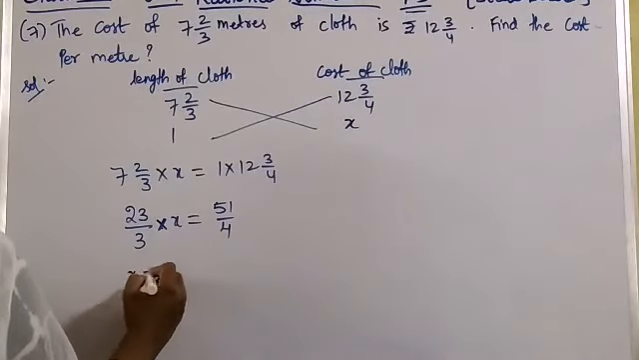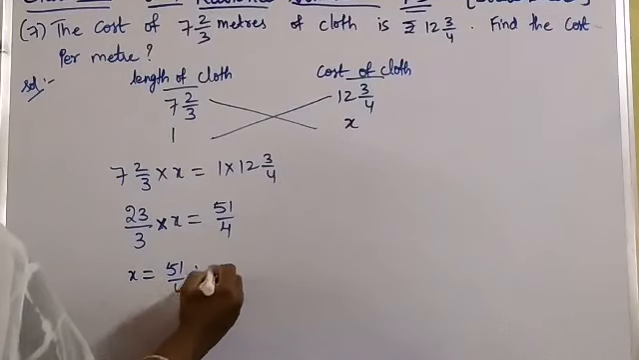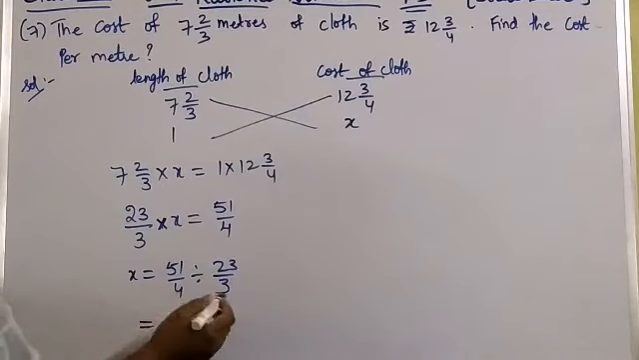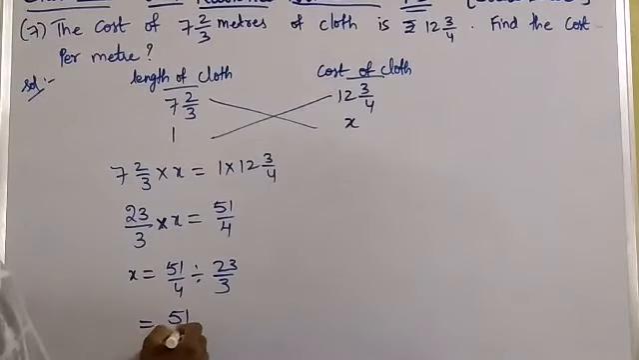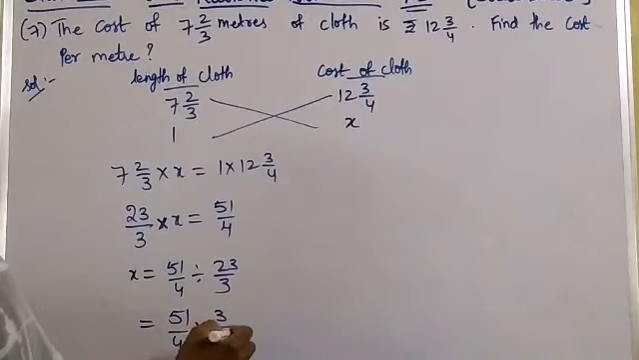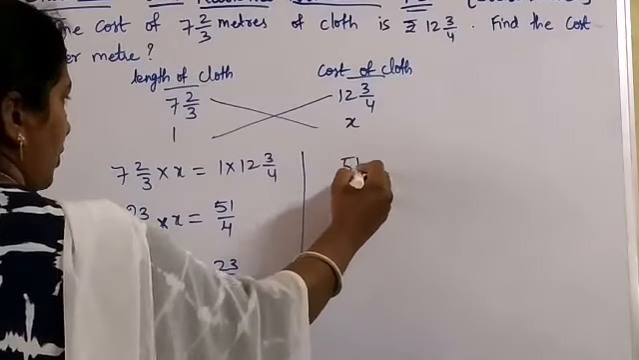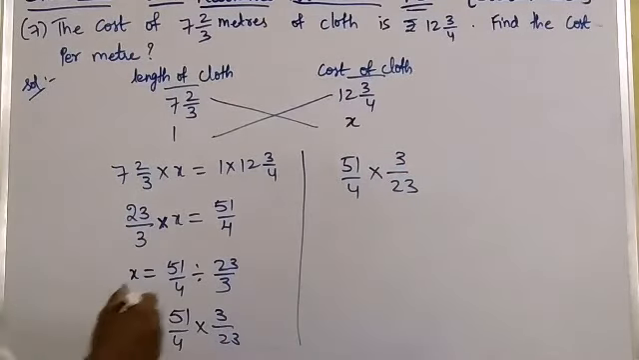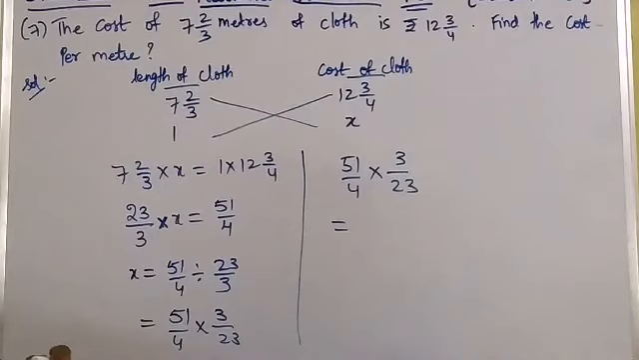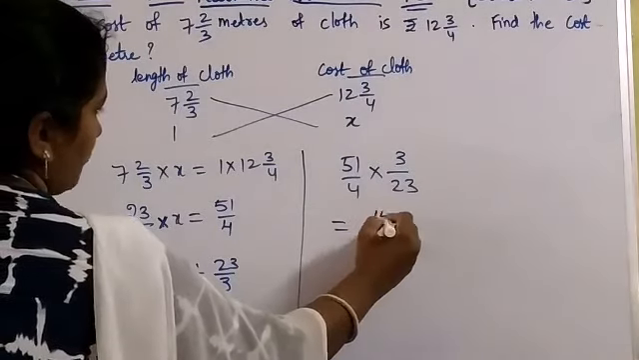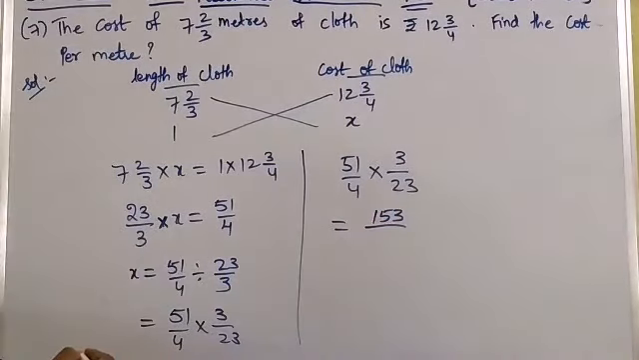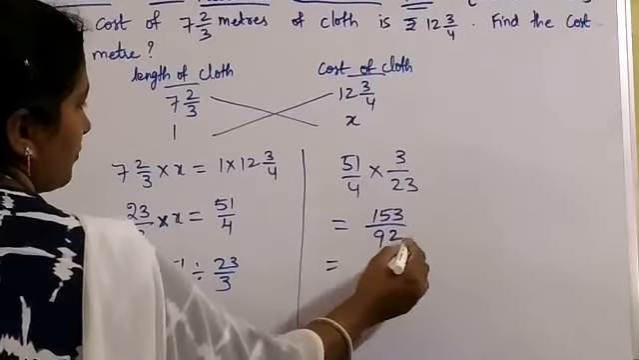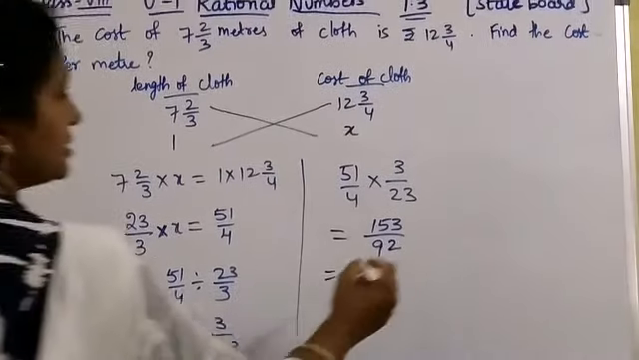So x is nothing but 51/4 divided by 23/3. Now convert this division into multiplication by taking the reciprocal of the second number. So you got 51/4 into 3/23. Any cancellation here? So 51 3s are how much children? 3 1s are 3, 3 5s are 15, so 153. 153/4 into 23 is how much? 3 4s are 12, 92. 153/92. So convert this into mixed fraction.